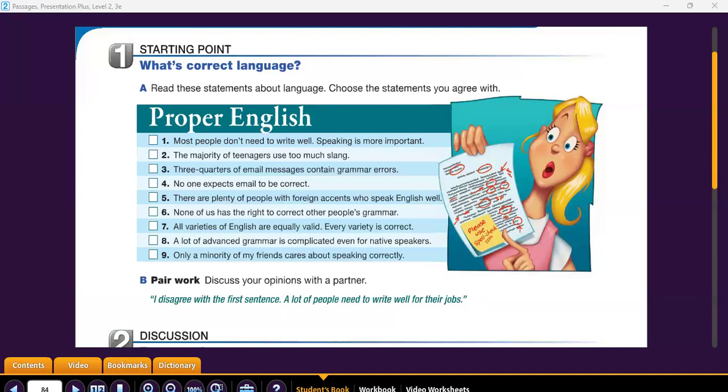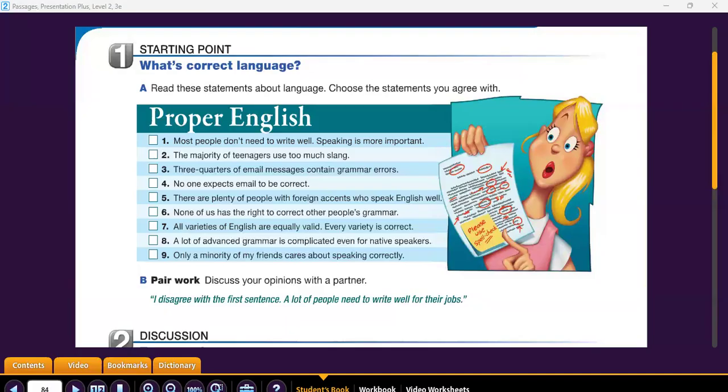Yeah. Plenty of people with foreign accents, like Salvadorians. Yeah, there are Salvadorian people who speak English well, right? They sound pretty well. Okay. And number 6.